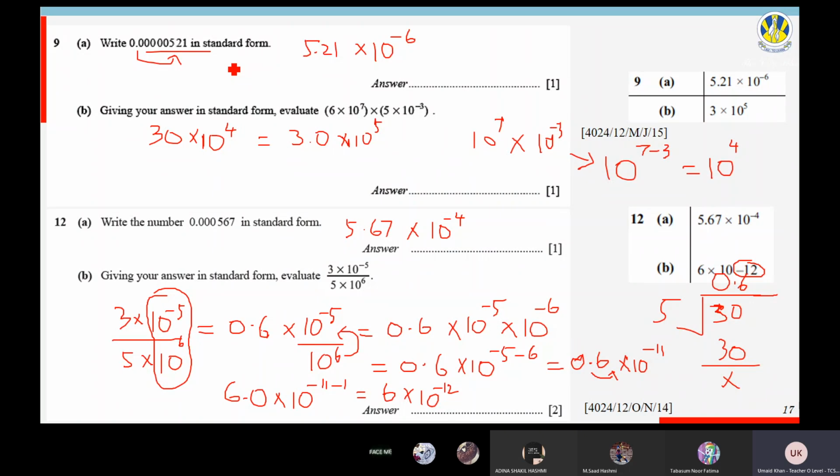I have been emphasizing this from class 1, from the very first class that we had on standard form. Remember, when the point is moved to the right side, the powers of 10 are subtracted. And when the decimal is moved to the left, the powers of 10 are added.